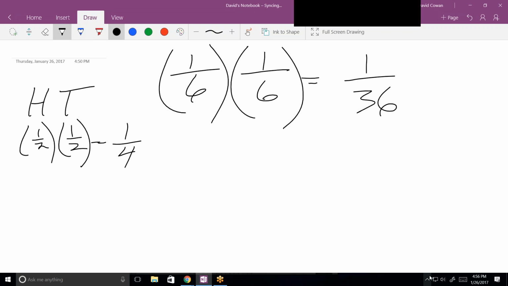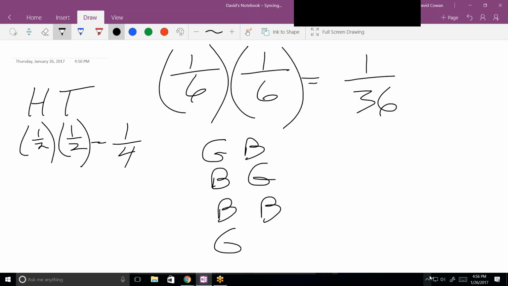Okay, here's the way two children can be born. You can be born girl-boy. You can be born boy-girl. You can be born boy-boy. And you can be born girl-girl. Those are the only possibilities of having 2 children, right? Well, when you see a girl, it eliminates this possibility. They did not have 2 boys.